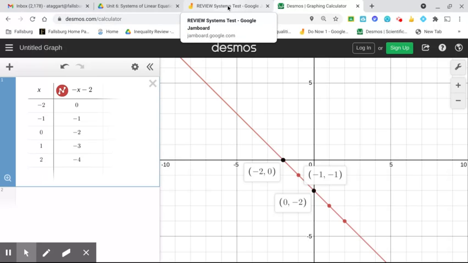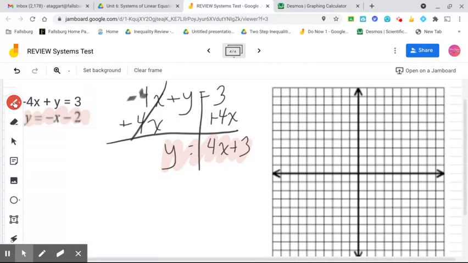So I have negative 2, 0. I'm going to start there. While you're graphing, you need to make sure that I can easily see the points on your graph. I know your lines aren't going to be perfect. My lines are not perfect, but you need to make sure that I can see the points so that I know you definitely looked at the graph and that you're graphing the line the correct way.